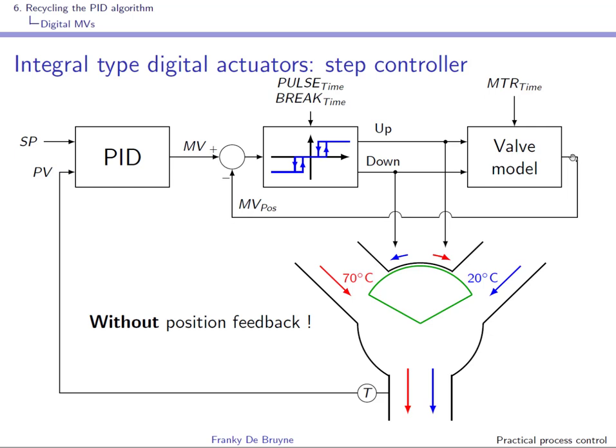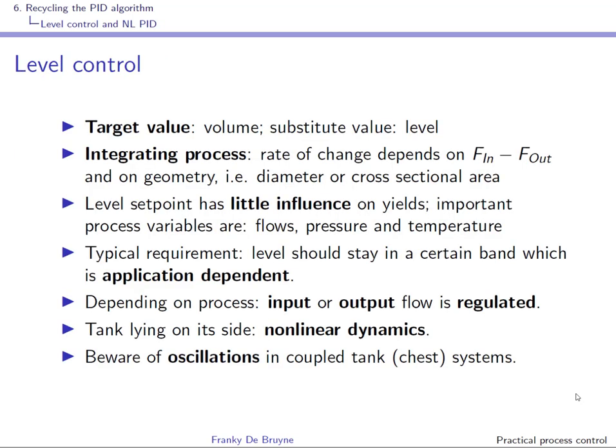Similarly, if the binary signal valve open is set to 1, then you can reset the output of the integrator to 100%. In this subsection, we look at level control, and we will see that in some cases we have to implement a nonlinear PI, also called the E-square PI, that can be implemented using a recycling of the standard PI algorithm. For level control, the actual target or set point value is the volume, but often it is assumed that the diameter or the cross section is constant, so we use the substitute value level.